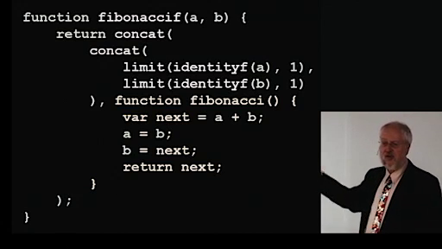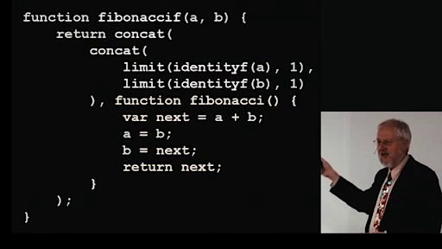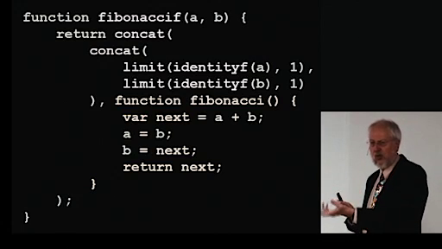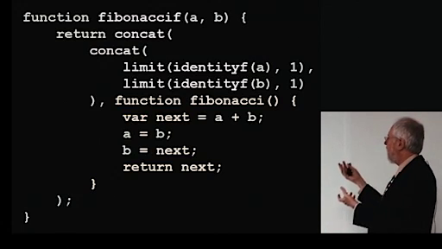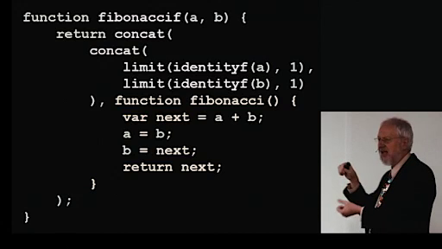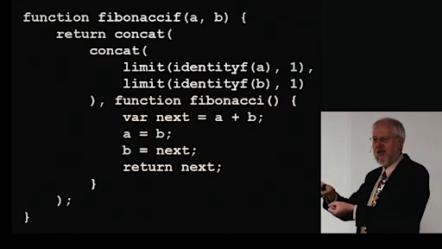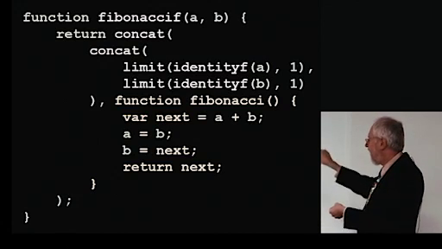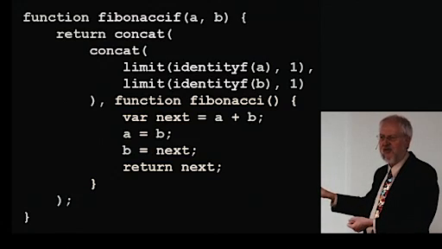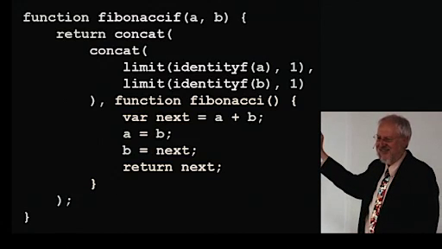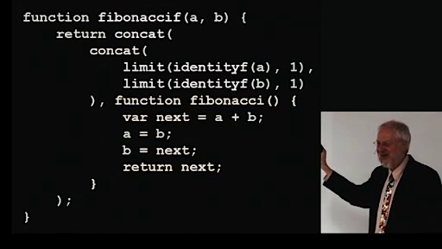And then I'm going to use the limit function that we wrote earlier to cut off the sequence so I only get 1. So I got a pair of things, and I can then concatenate those 2 together and then concatenate that onto the Fibonacci function. So who did that? Of course, nobody would do that.